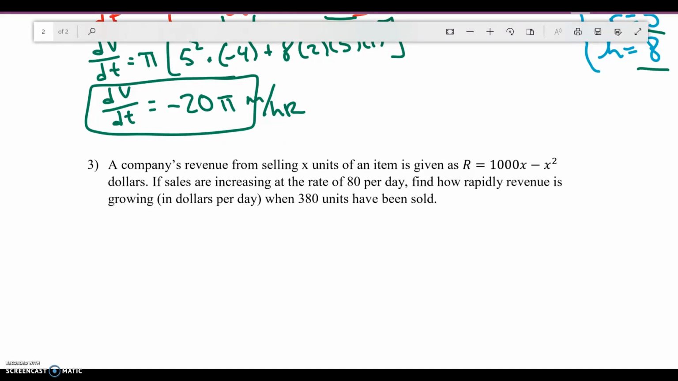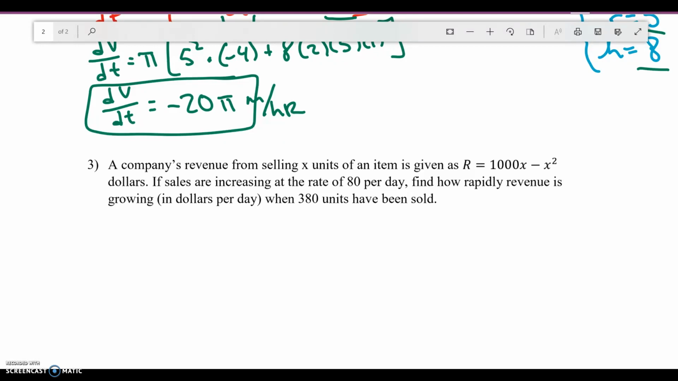Okay, so here's the last problem. A company's revenue from selling X units of an item is given as R equals 1000X minus X squared dollars. Okay, so that's the function. So if sales are increasing at a rate of 80 per day, find how rapidly revenue is growing when 380 units have been sold.